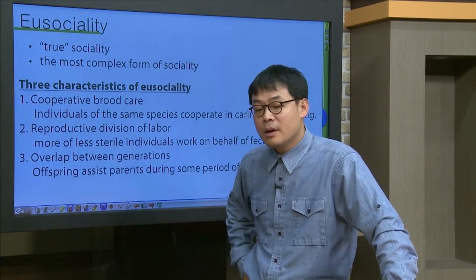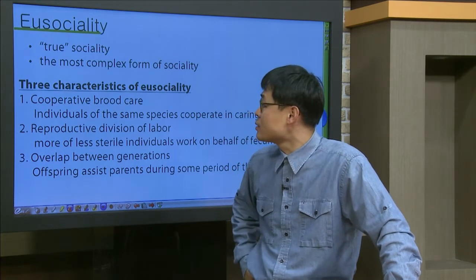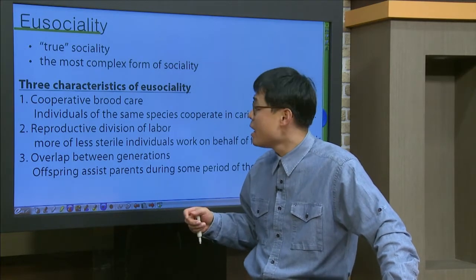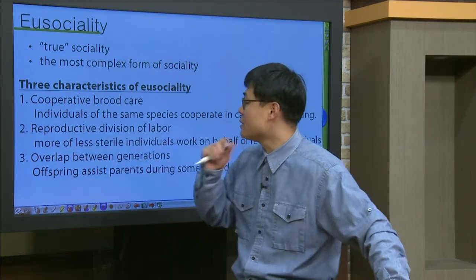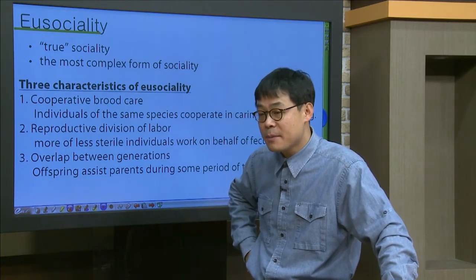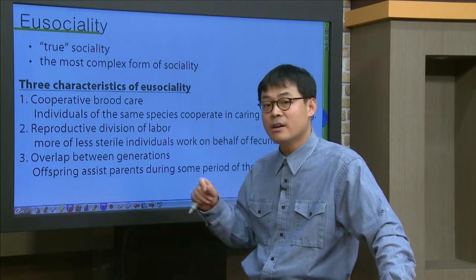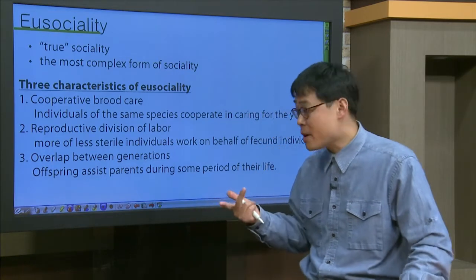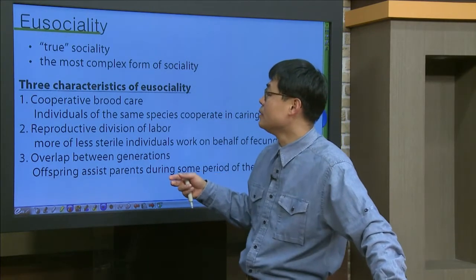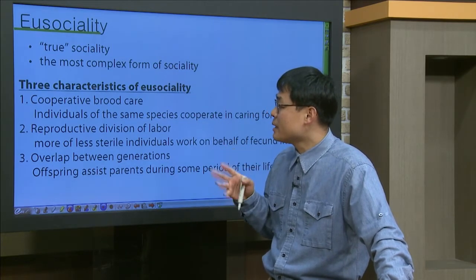These extreme behaviors are typically exhibited in Hymenopteran societies, and we call these societies eusocial. There are some examples in other species, like termites, but typically you find many species in Hymenoptera.